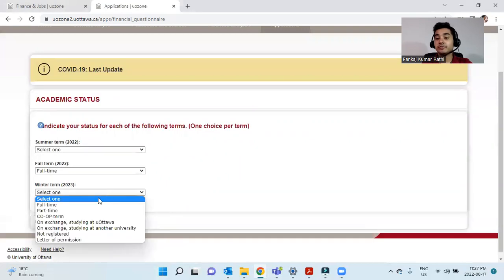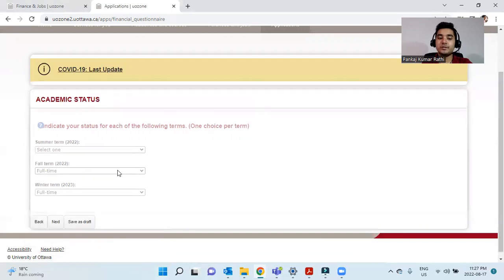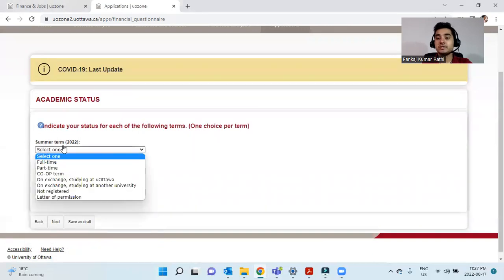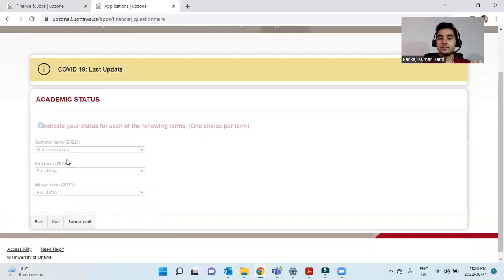And again, for the winter term, that is winter 2023, if you are a full-time student, select that you were a full-time student. And for the summer term, if you might have come right now, you were not a student, so mention that as not registered. That is, you are going to start pursuing your master's, your degree or your certificate from fall, so mention it as not registered.